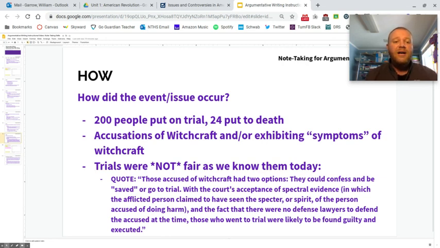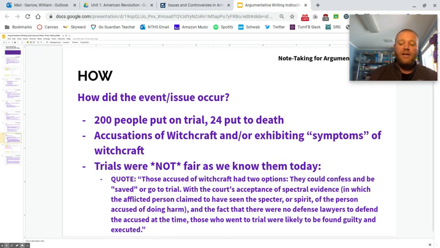And so in this instance, that's an important fact, because when I read the other articles and I'm reading about the other issues, I want to make sure that I understand the way that trials worked and how it really wasn't set up to be fair, especially to those who were accused.